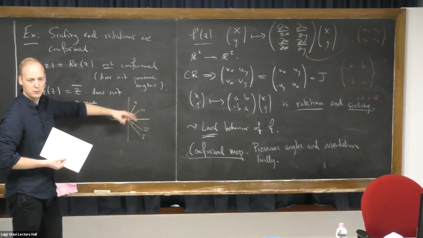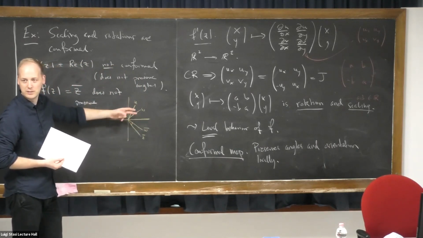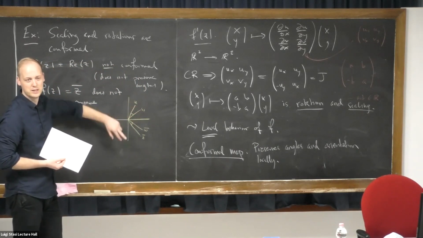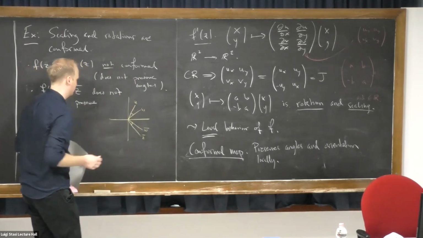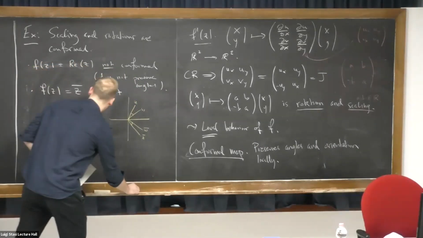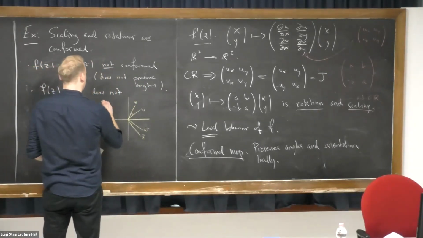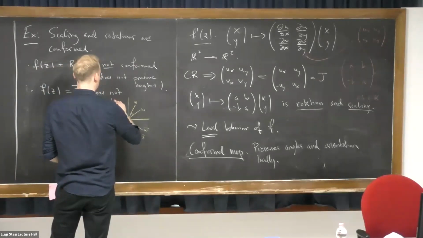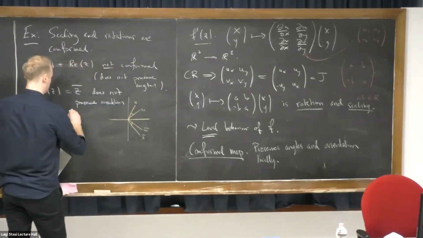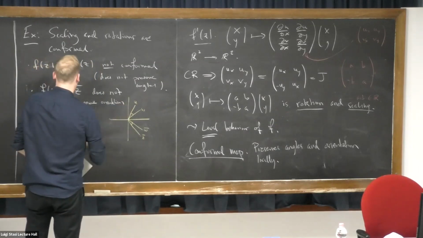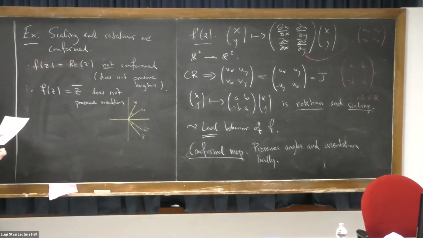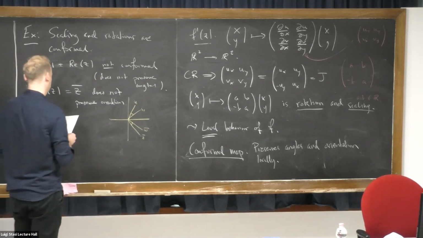Again, I will give a formal definition in a minute of what flipped orientation actually means. But you can see that these don't have the same orientation. So it does not preserve orientation, although it does preserve angles. This one is actually something that's called anti-conformal.